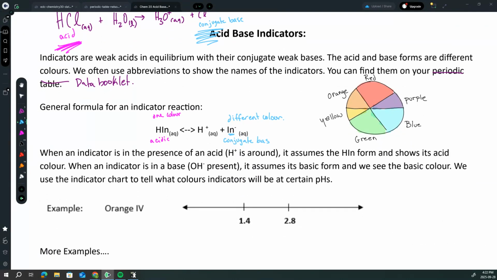So when an indicator is in the presence of an acid, so you have your protons around or your H plus ions around, it assumes the H or the acidic form of the indicator and it shows its acid color. When an indicator is in a base, so hydroxide is present in the solution, the indicator is going to assume its basic form, and you're going to see a basic color which is different than the acidic color. So we're going to use the indicator chart to tell us what colors indicators will be at certain pHs.